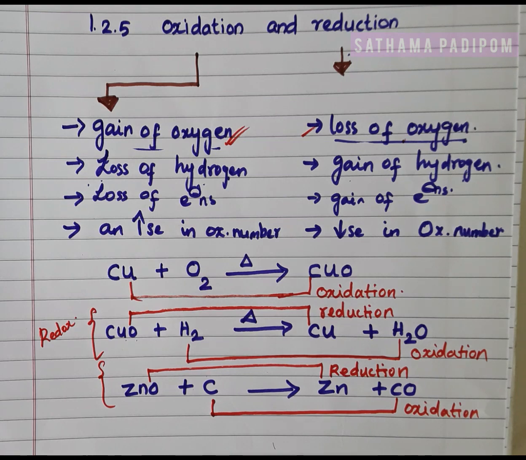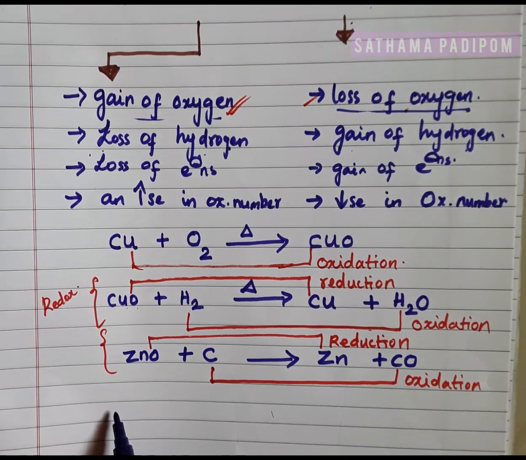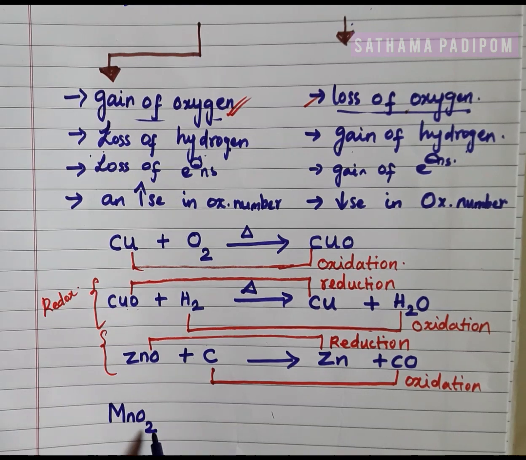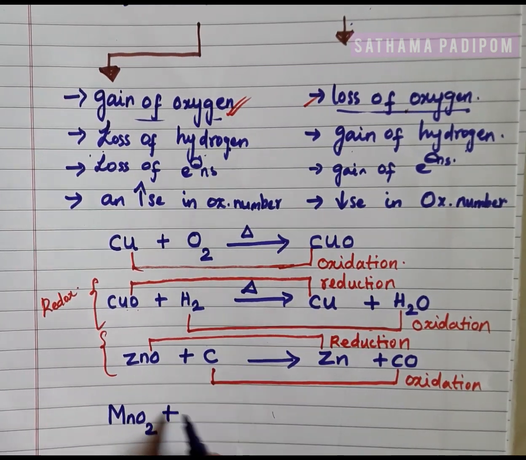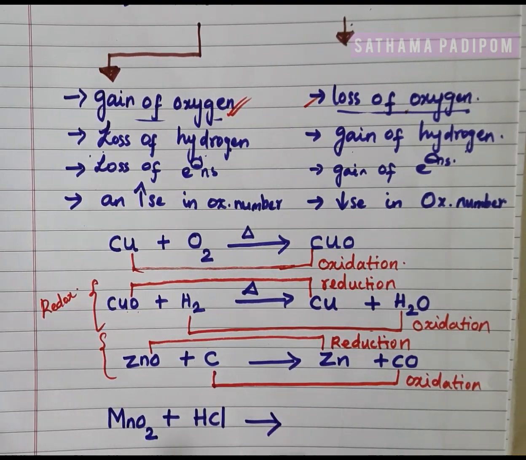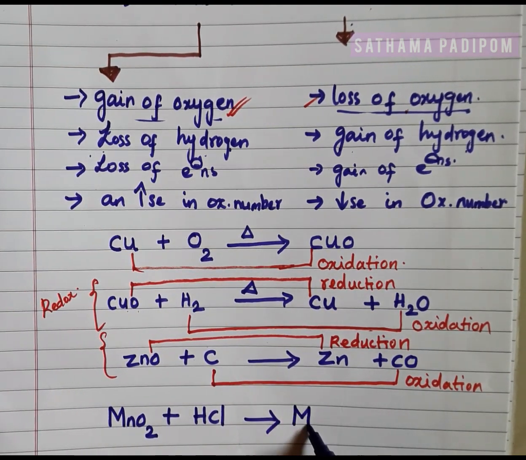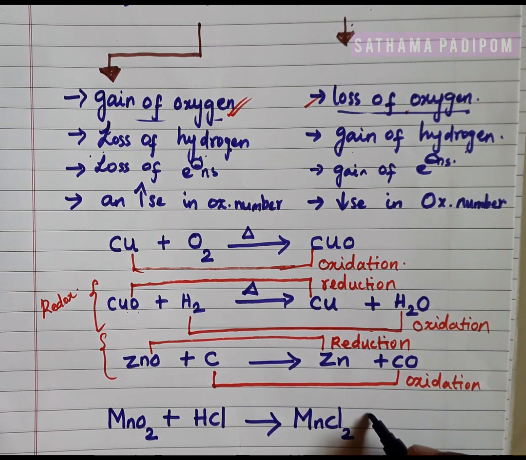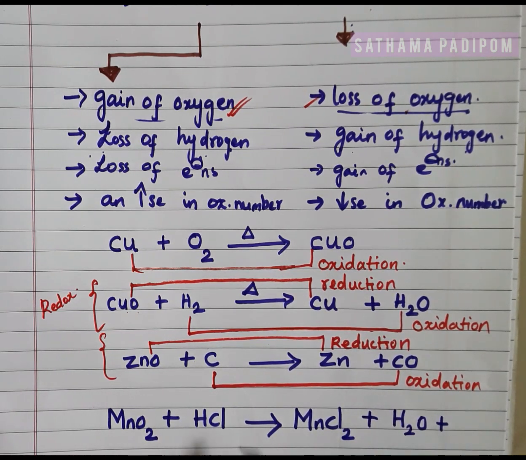Okay, next one more question from your NCERT only. So this is the question. Try to give me the answer. MnO2, manganese dioxide, reacts with hydrochloric acid, HCl, and gives manganese chloride, MnCl2, plus H2O plus Cl2. Okay, now here we have to balance this equation.